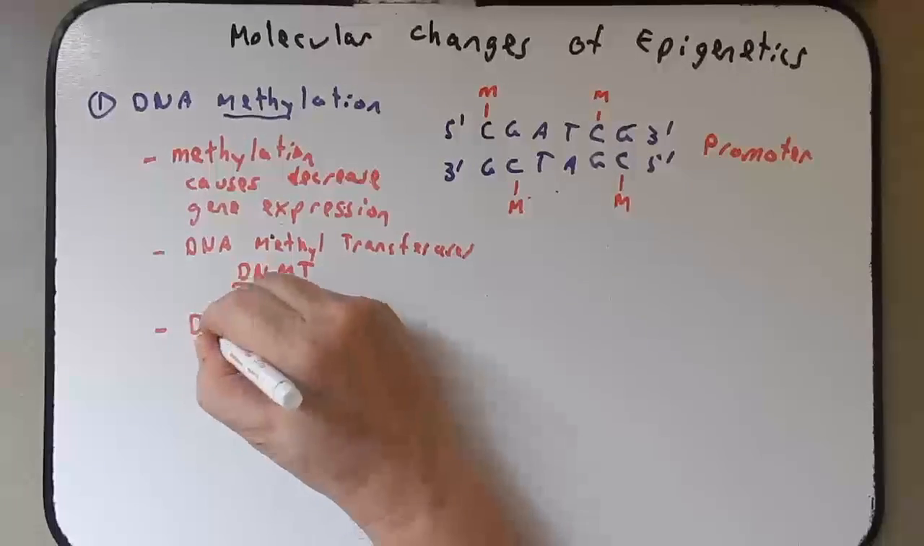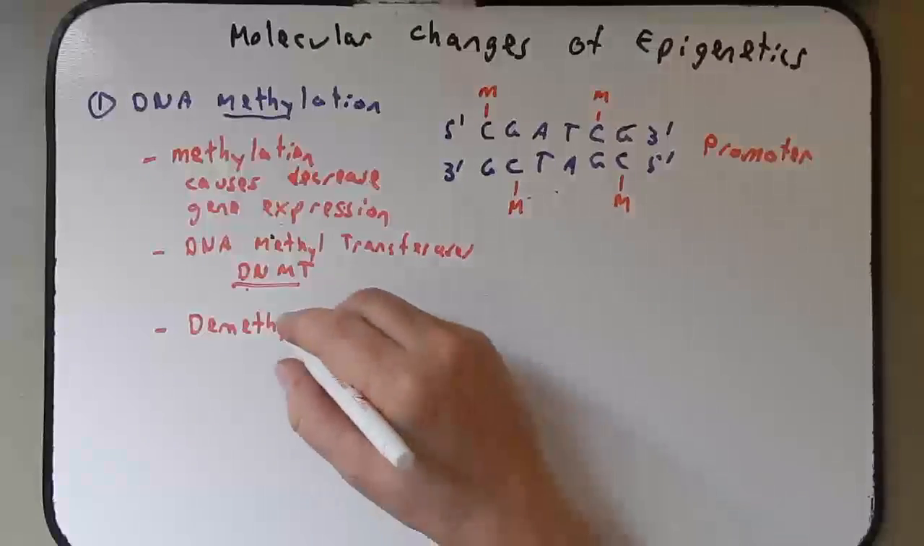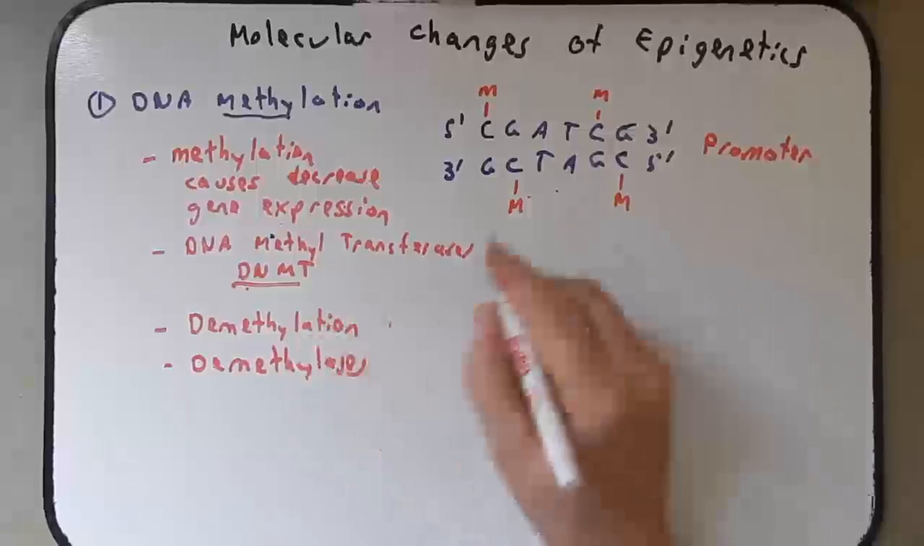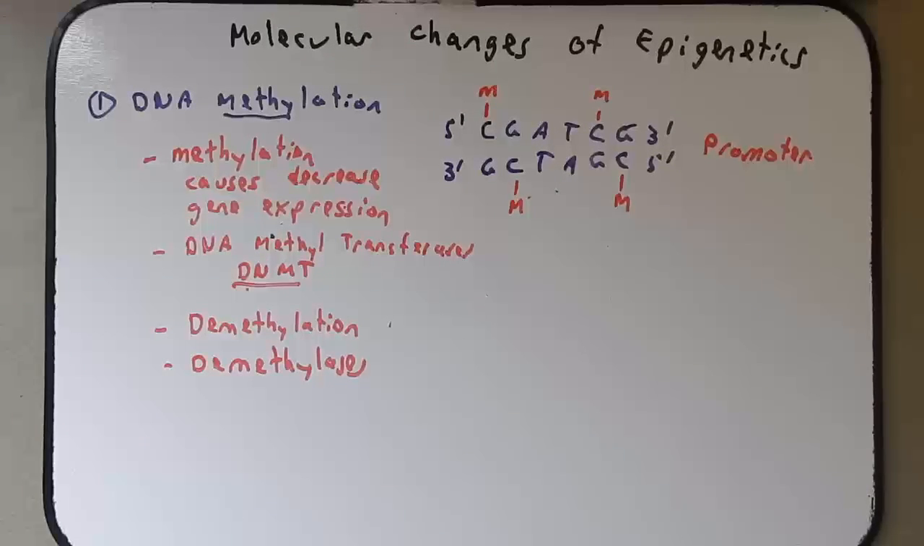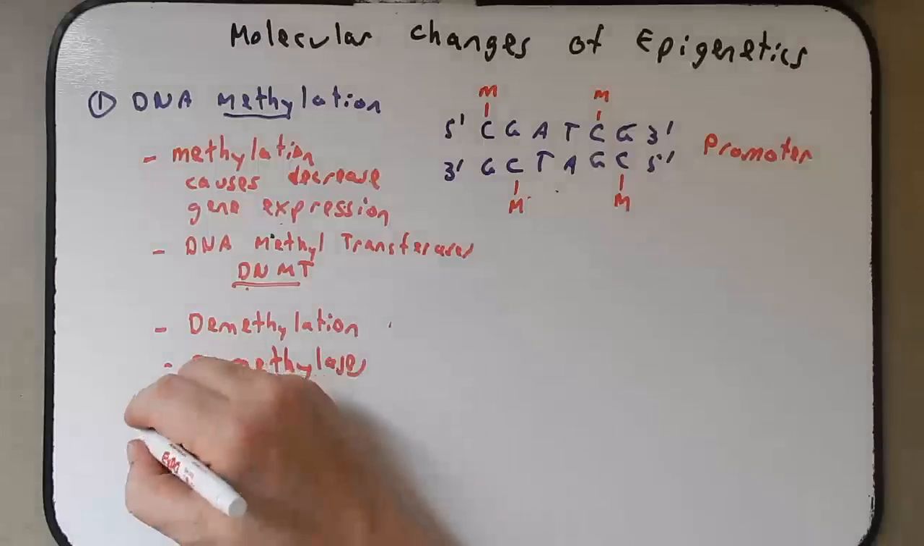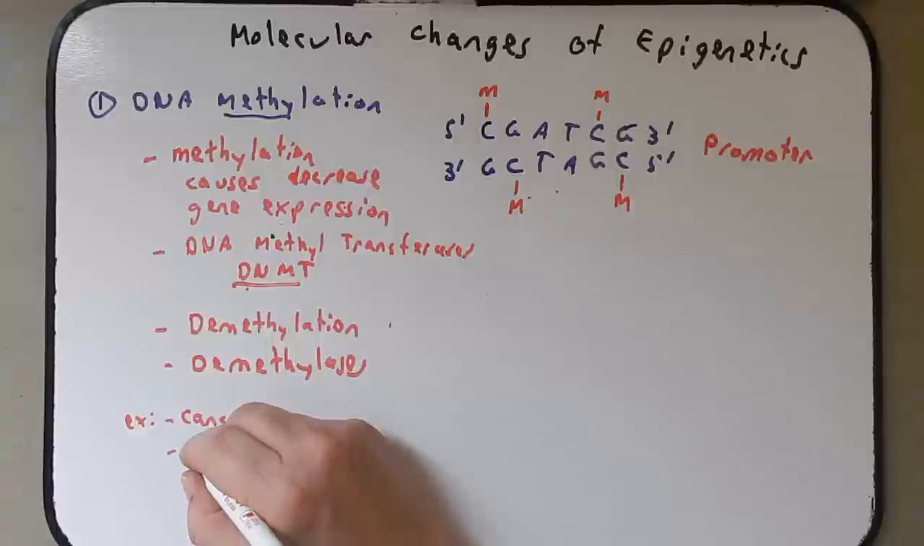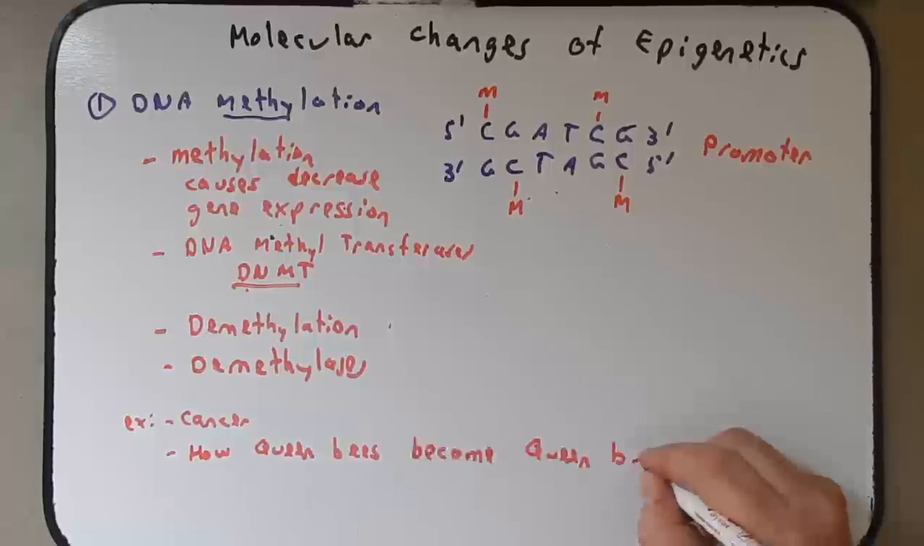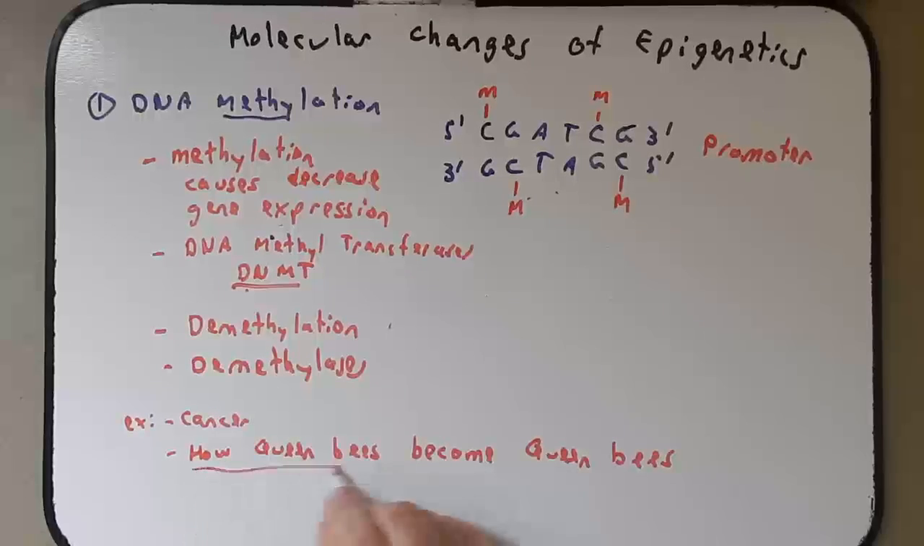Counter to this, demethylation. And demethylation is caused by enzymes called demethylases, which remove methyl groups and can increase transcription. But typically, once a region is methylated like this, it'll stay methylated for several cell divisions and in some cases can be passed on from one generation to the next generation of individuals. We see examples of DNA methylation linked to various things such as diseases like cancer, and DNA methylation explains how queen bees are selected to become queen bees. And I believe we'll talk about this example in class.